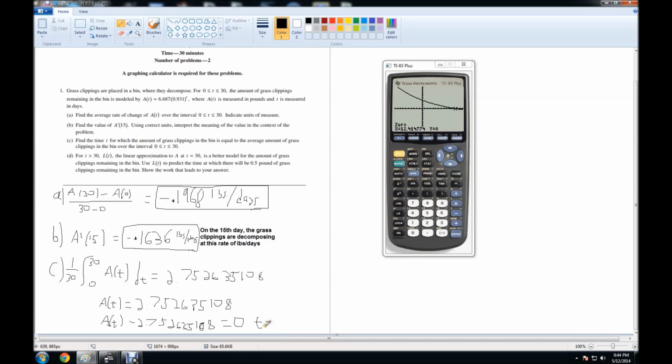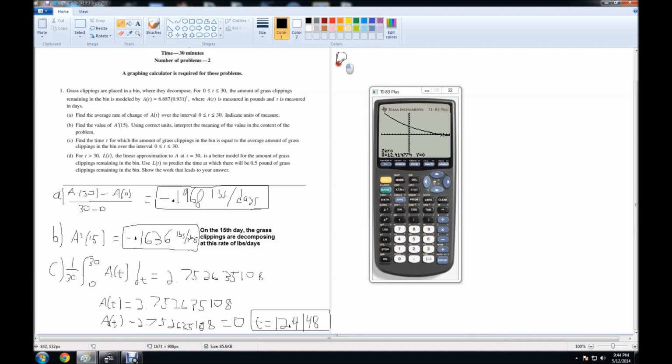So that's actually our answer for part C. T is equal to 12.4148. And that's the answer to part C.